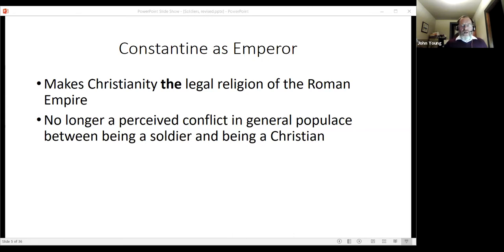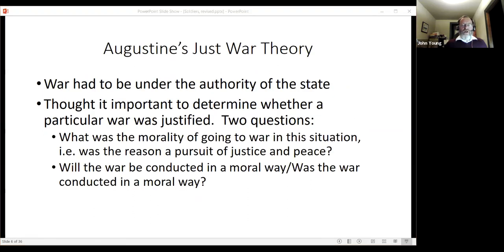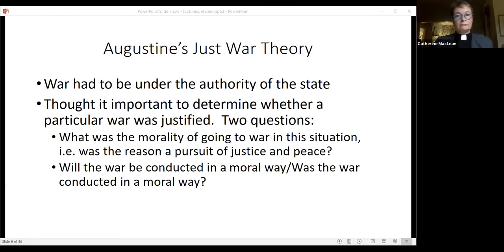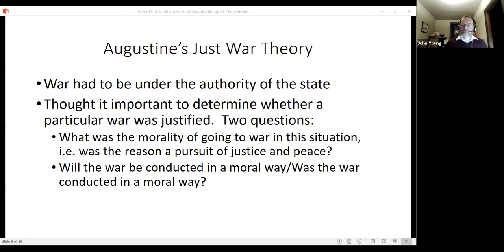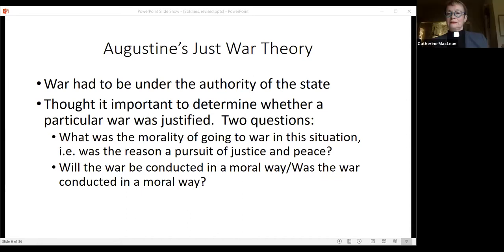we have Augustine, or Augustine, depending on how you want to pronounce his name. He is the major Christian thinker who works in what we would think of as the Christian West. He's in North Africa, but he works in Latin. Really until you get to Thomas Aquinas in the 13th century, the major Christian theorist. And just to put his dates in perspective, he's born in 354 and he dies in 430.